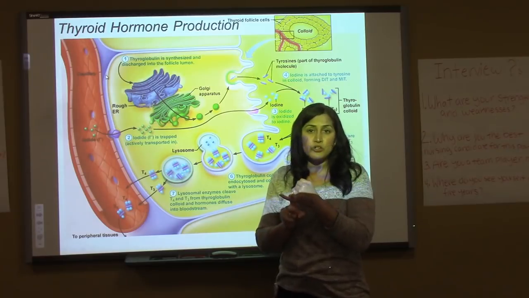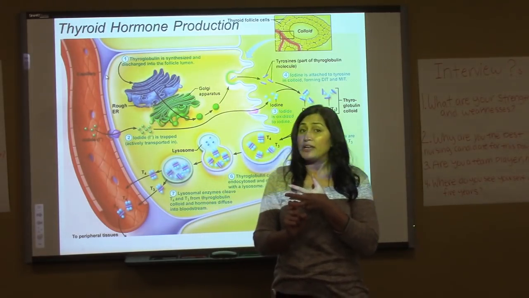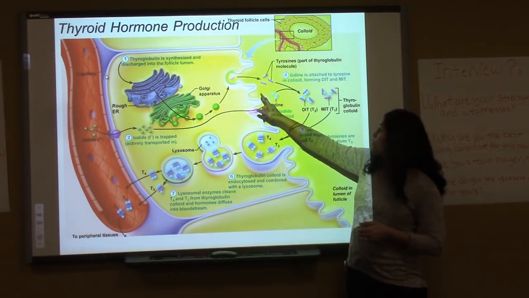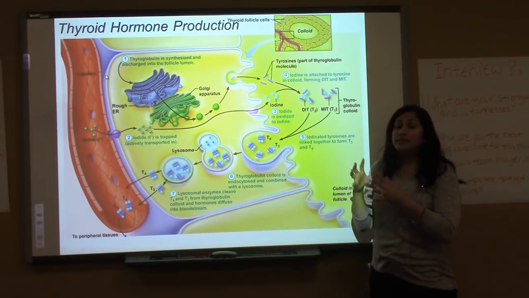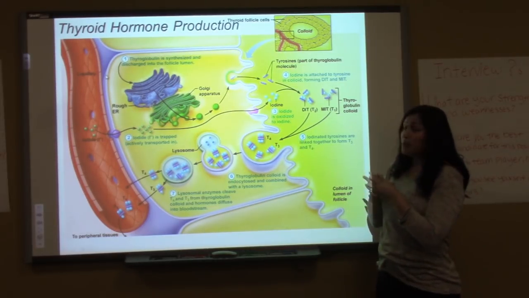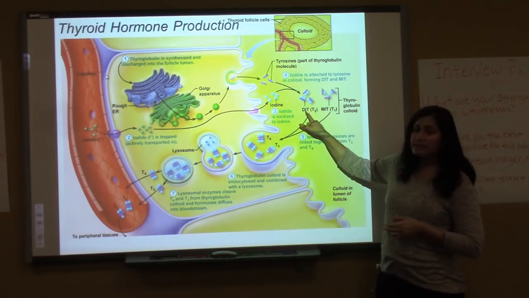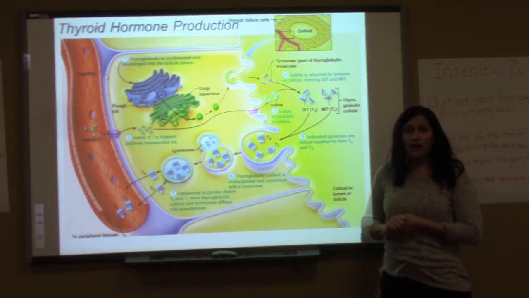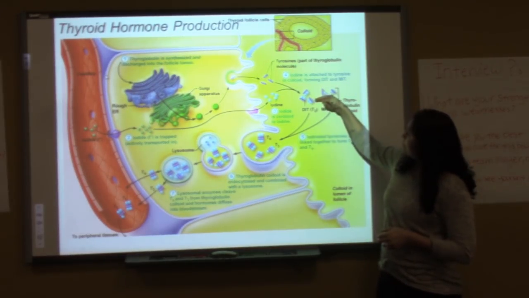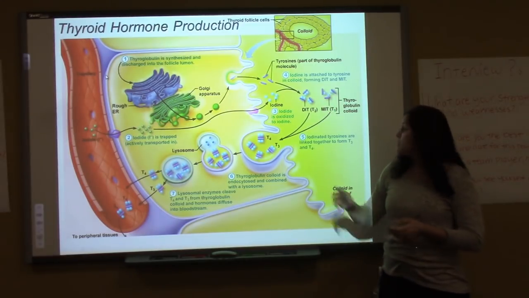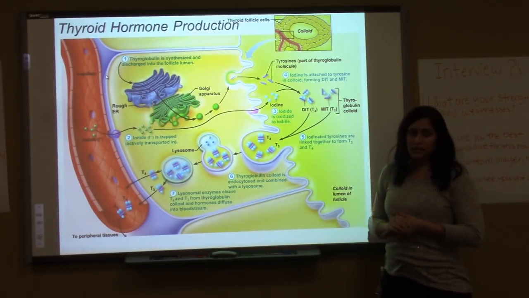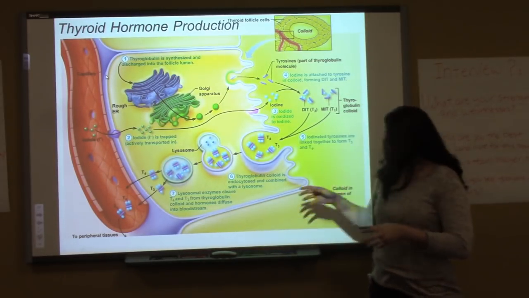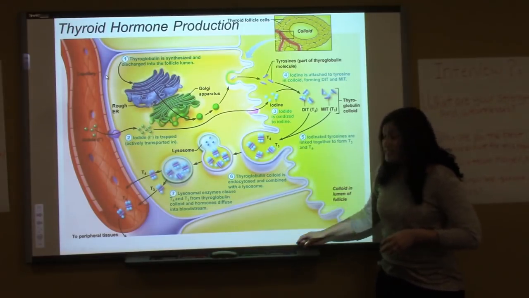So we have now produced thyroglobulin, and we have brought in iodine. Now let's see what happens. As soon as you have the protein and the iodine molecules in the colloid, they will be combined, giving you MIT and DIT. MIT is one protein with one iodine molecule. DIT is one protein with two iodine molecules. So MIT and DIT. Once MIT and DIT have formed, they come together creating T3 and T4.